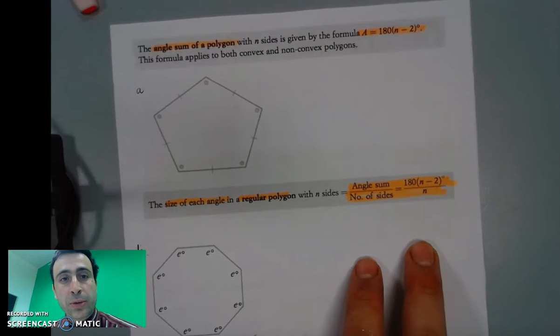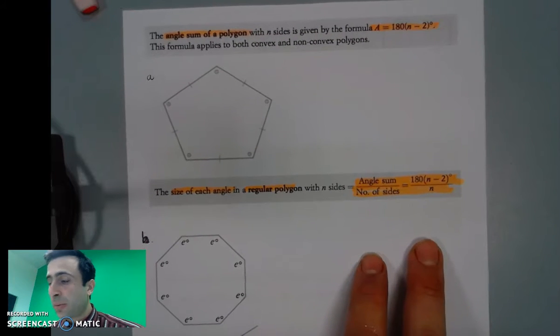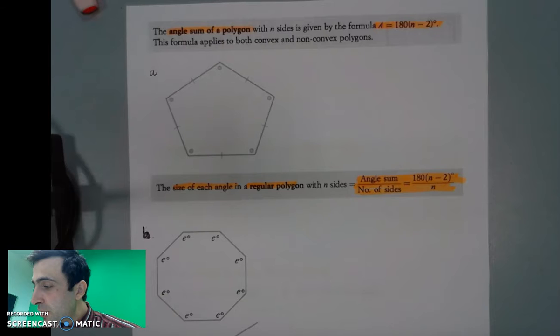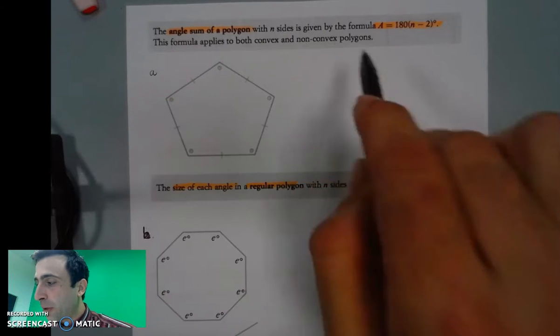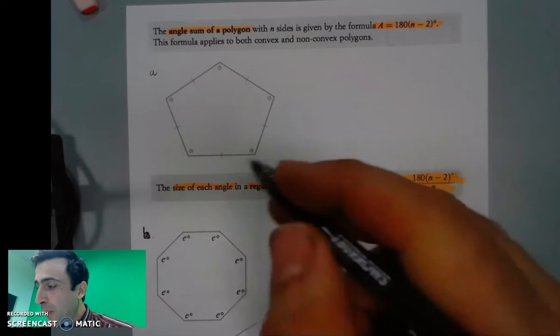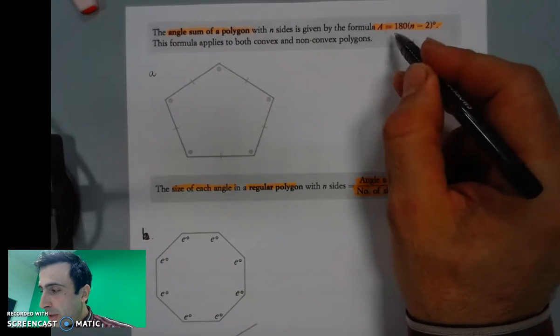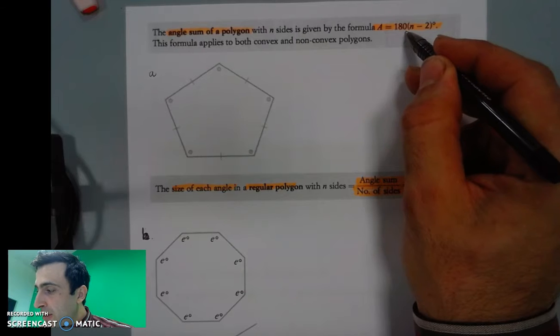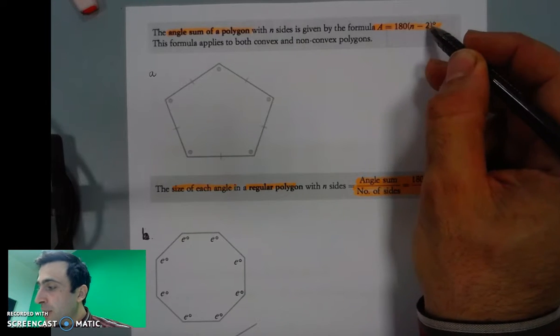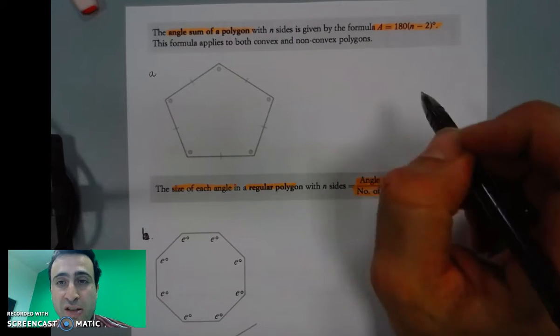Now, what really do we get asked about polygons? Well, we get asked 3 things. The first is the angle sum of a polygon. In other words, what do the angles all add up to? Now, you can use this formula, which is 180 brackets n minus 2 brackets degrees, where n is the number of sides of your polygon.